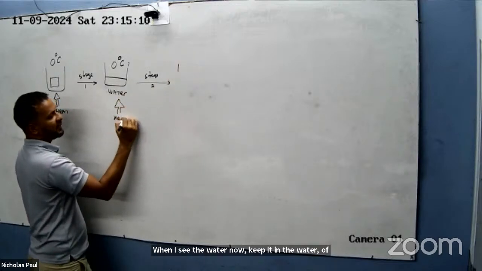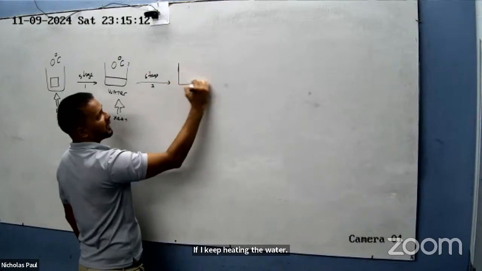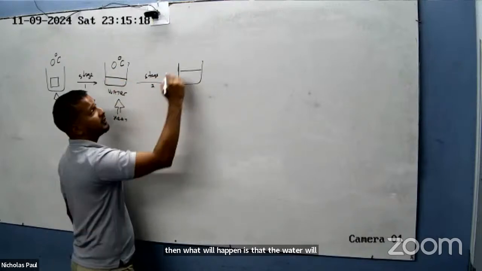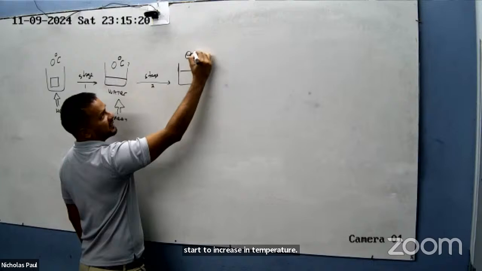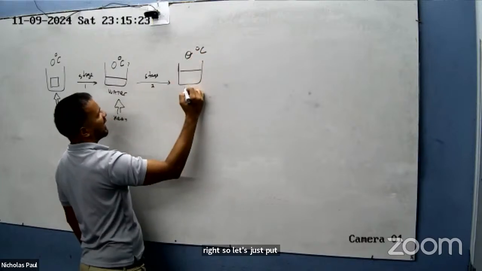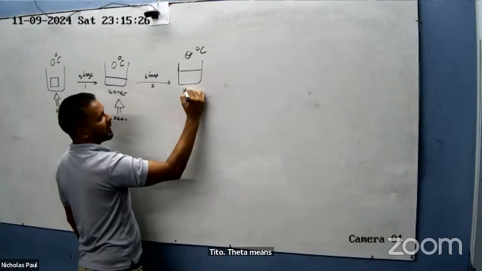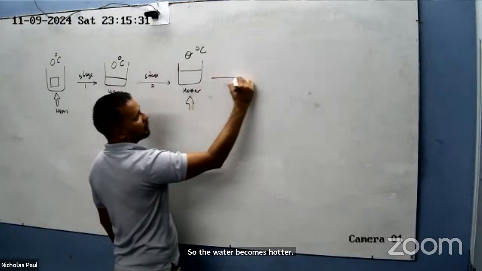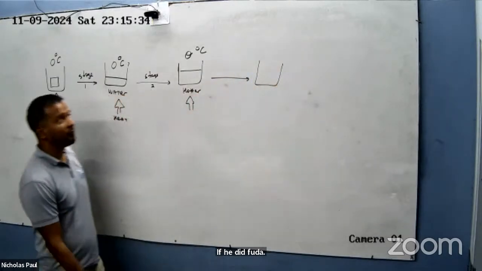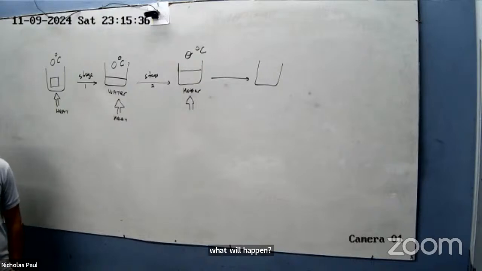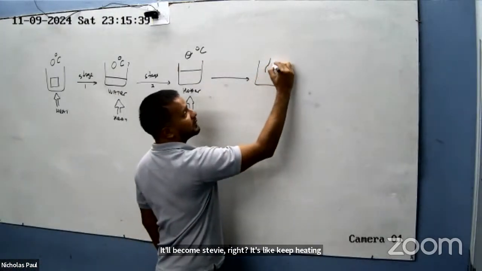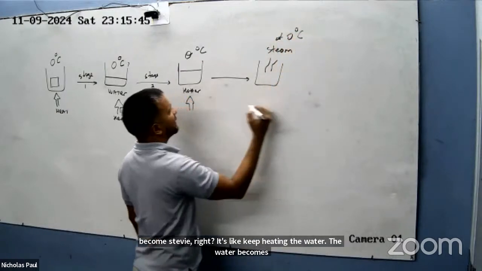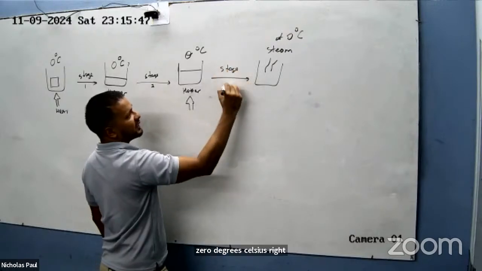If I keep heating the water, then the water will start to increase in temperature, right? So let's just put theta. Theta means some larger value, right? So the water becomes hotter. If I heat it further, what will happen? It'll become steam, right? If I keep heating, the water becomes steam. Let's call this stage 3.